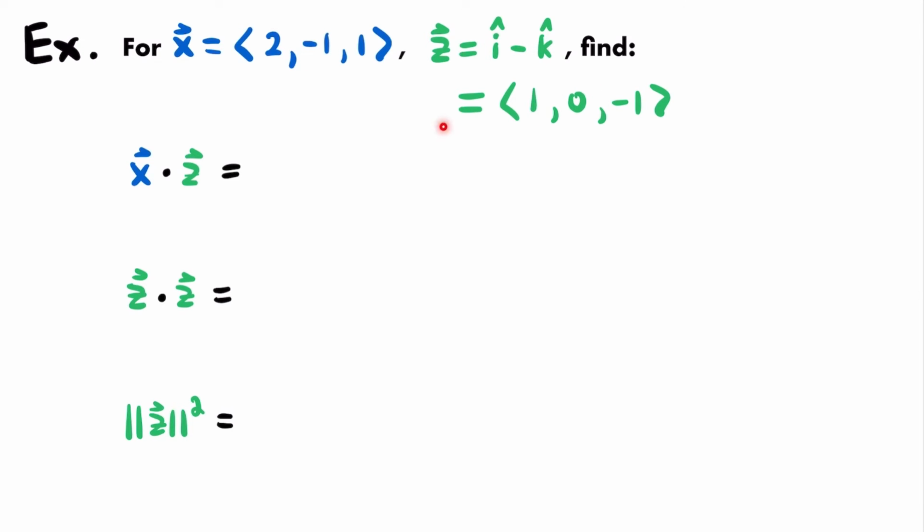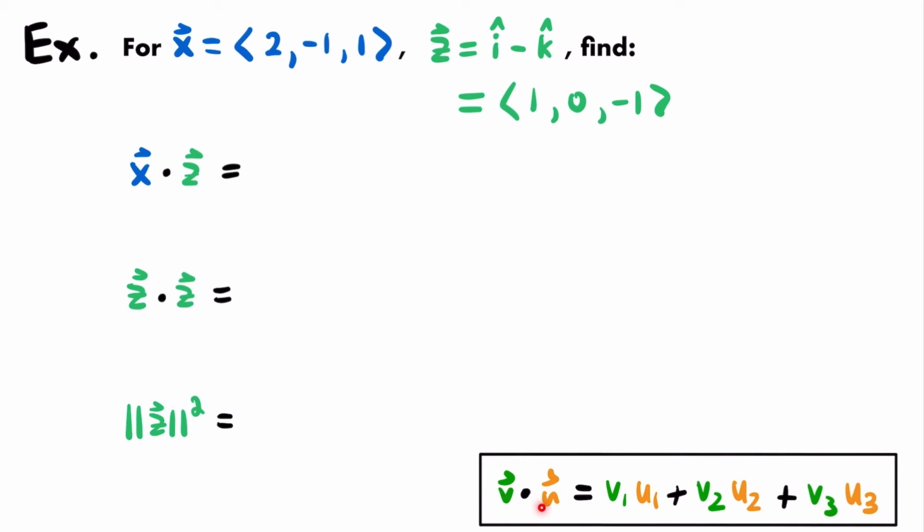All right, and so using these two three-dimensional vectors that each have an x, y, and z component, let's find the following calculations. First up, we want to find the dot product between vector x and vector z. And so if you want to perform the dot product for vectors in 3D, you need to know the following formula. The dot product of two vectors, vector v and vector u, in 3 dimensions is equal to the product of the x components plus the product of the y components plus the product of the z components.